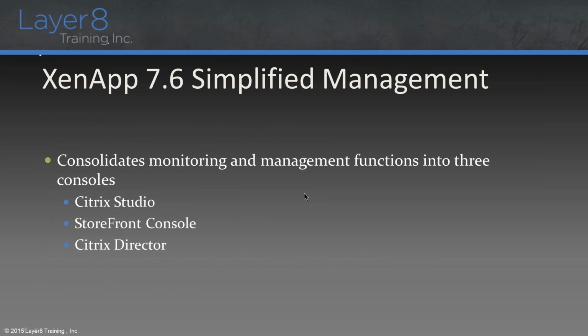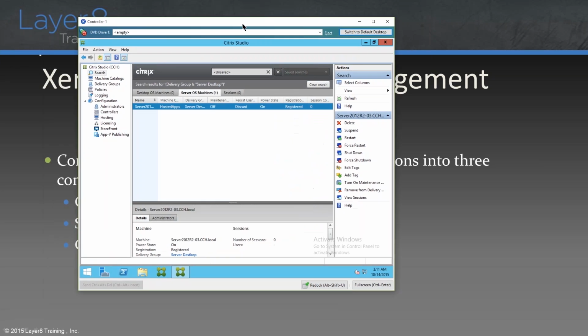So with the 7.6 environment, this allows us to manage our deployments from a single location for our components. We actually have three areas that we look at with management. We have the Citrix Studio. The Citrix Studio allows you to come in and configure your machines that you have inside of your system.